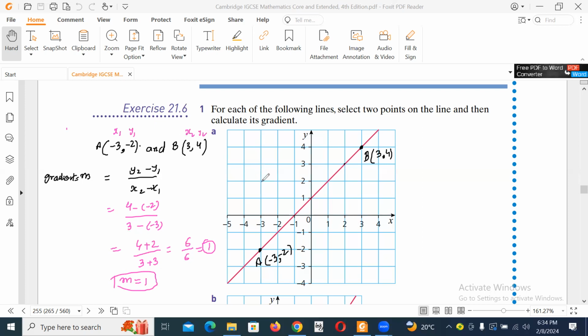Now we will see the gradient for the horizontal case and for the vertical case. Let's have a look.